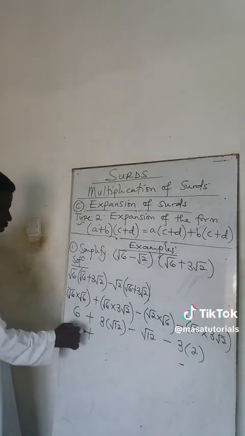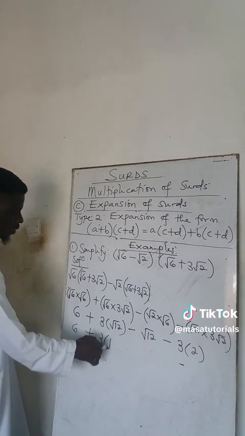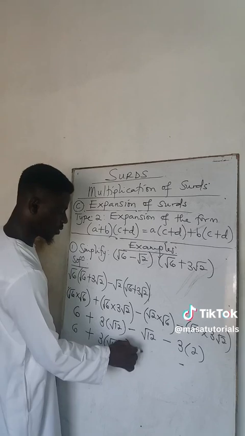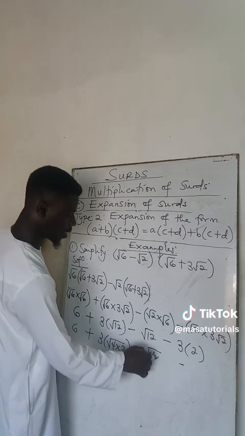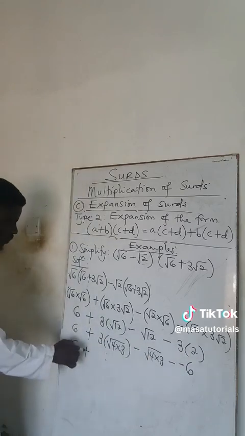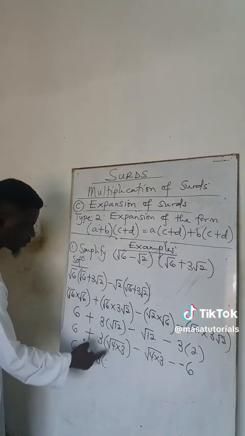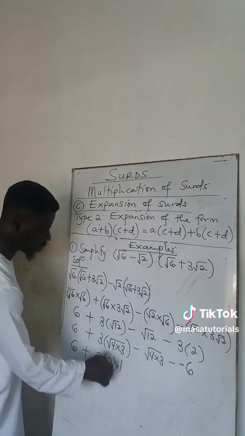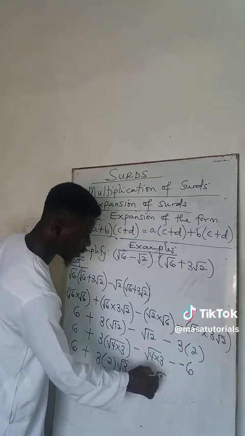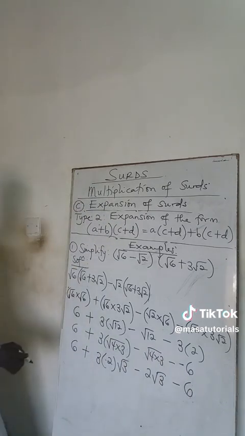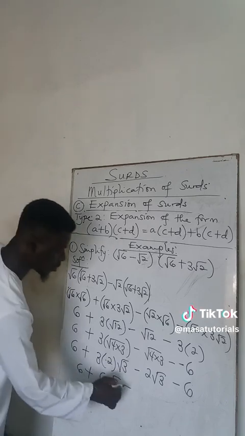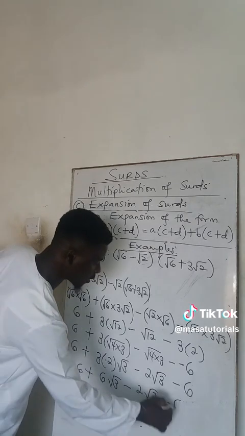So we have 6 plus 3. We can reduce this. It is 4 times 3. Minus here 2, the same thing, which is 4 times 3. Minus 3, 2 is 6. So we have 6 plus 3 times square root of 4 is just 2. Then we still have our square root of 3. Minus square root of 4 is 2. We still have square root of 3. Minus 6. 3, 2 is 6 square root of 3 plus 6. Then minus 2 square root of 3 minus 6.